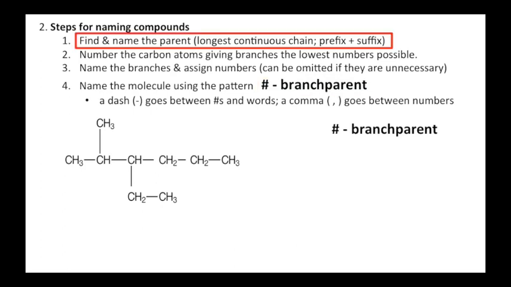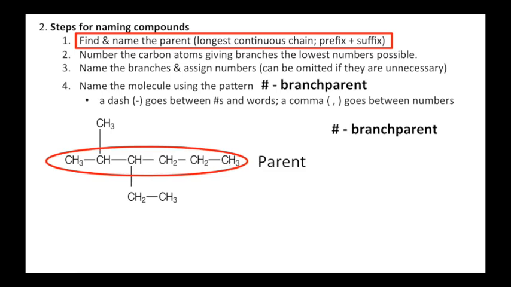Now, let's go with this. Find and name the parent, which is the longest continuous chain. So watch this. We just start counting. 1, 2, 3, 4, 5, 6. Okay, there's 6. 1, 2, 3, 4, 5. Okay, there's 5. 1, 2, 3, 4, 5, 6. Looks like the longest chain we could get is 6. So I'm going to just circle that. I could have circled it this way, but we'll deal with that a little later.